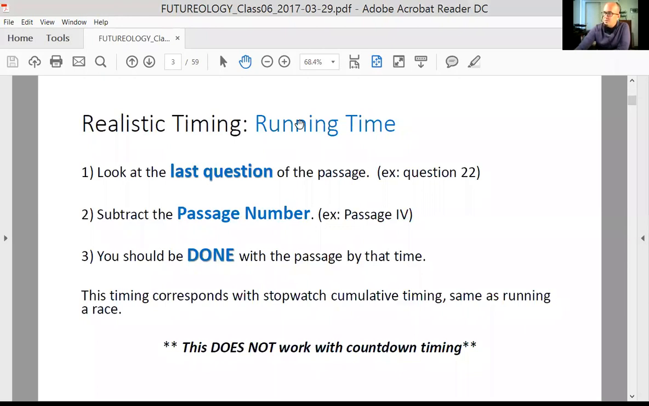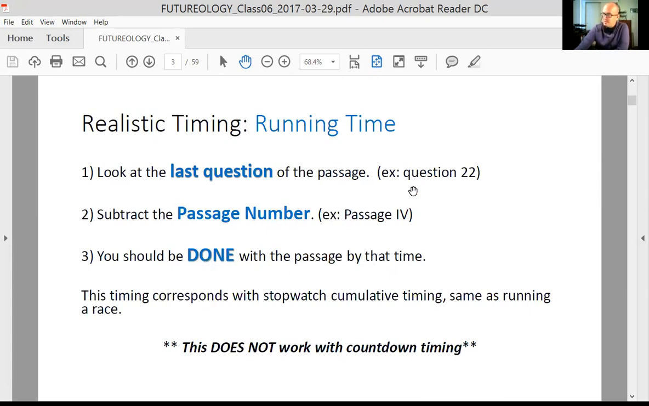So here's how you can do running time on the test. This is what I teach my students. Number 1, look at the last question of the science passage. We're going to do this in a moment, but perhaps the last question of the passage would be question 22. Then you're going to subtract the passage number. So maybe it's passage 4, and the last question is question 22. You should be done with that passage by that time.